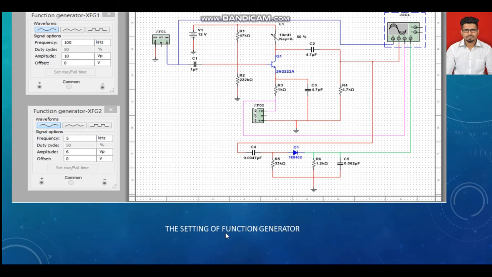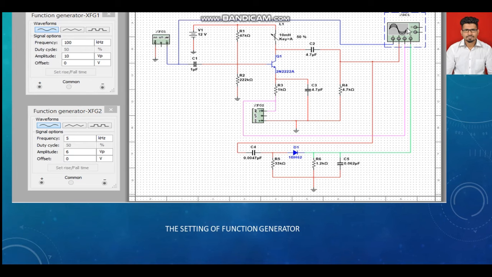This is the setting of the function generators. Two function generators have been applied in this circuit. The waveform has been set to sine waveform for function generator number 1, and the frequency of function generator number 1 has been set to 100 kHz and the amplitude has been set to 10 Vp. The setting for function generator number 2 is sine waveform with the frequency of 5 kHz and the amplitude of 6 Vp.